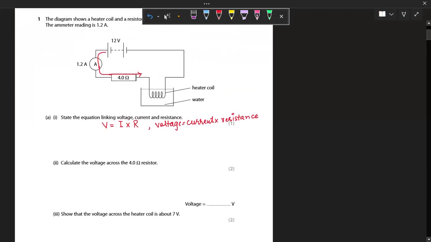The next question is to calculate the voltage across the 4 ohm resistor. Voltage across the 4 ohm resistor.